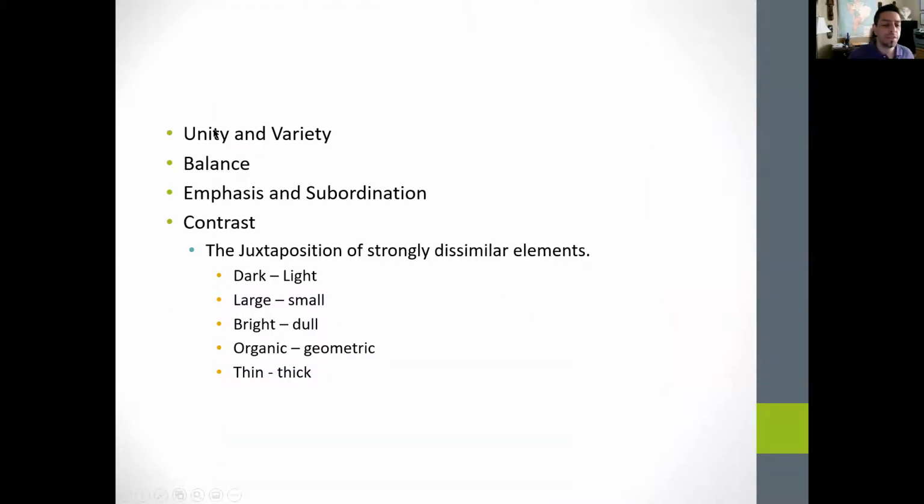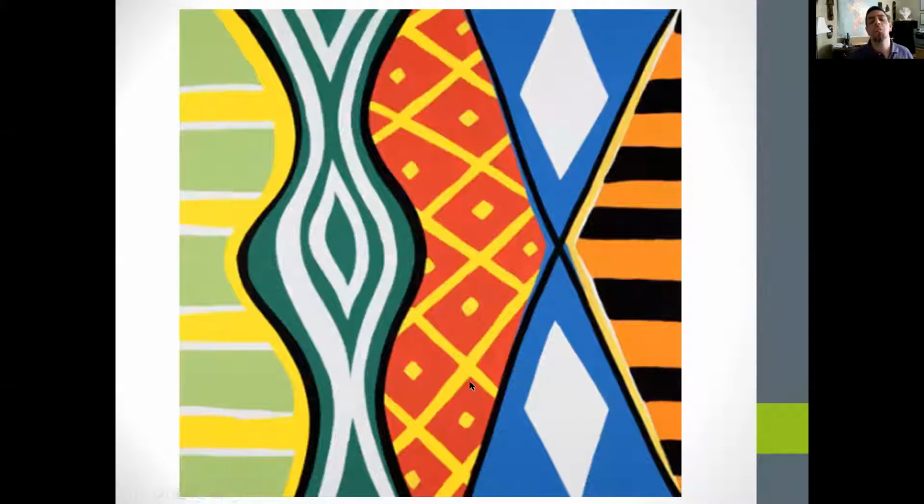All right. So the next principle of design is going to be contrast. And once again, back to opposites. I mean, there's just one word. Contrast just means the placement of two opposite things in the same composition. So the juxtaposition of strong, opposite elements. So for example, dark and light, large and small, bright and dull, symmetric and asymmetric, thin and thick, and so forth and so on.